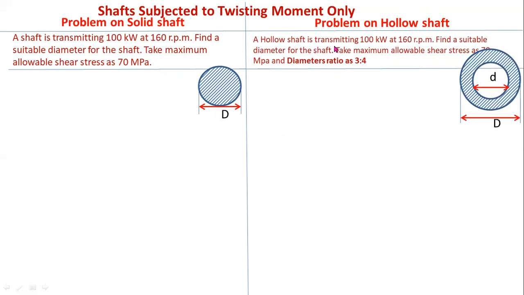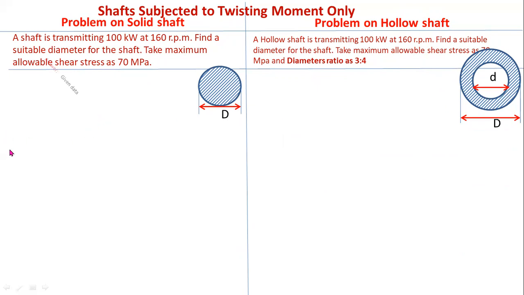Okay, and this one is a question for a hollow shaft. A hollow shaft is transmitting 100 kilowatts at 160 RPM. Find a suitable diameter of the shaft. Take maximum allowable shear stress as 70 megapascal and diameter ratio as 3:4. Here the question is the same for a solid shaft and a hollow shaft. The main difference is that for a hollow shaft you have to consider the diameter ratio K equal to 3 by 4.